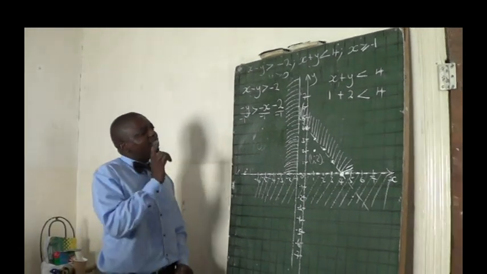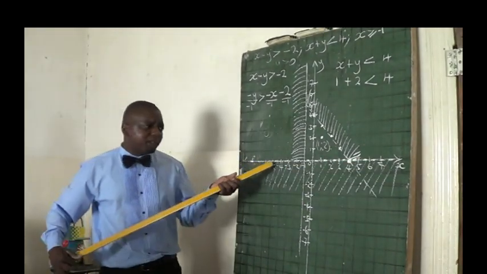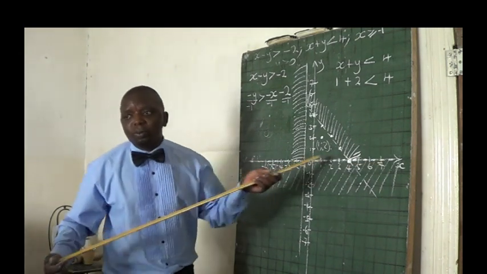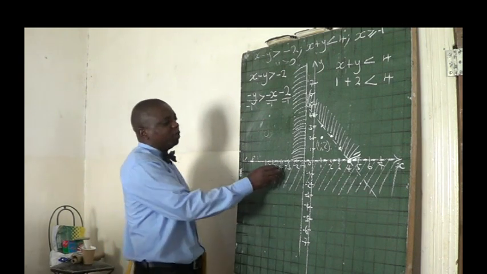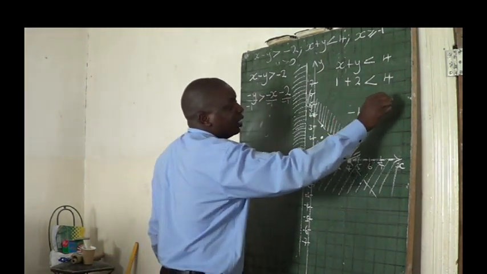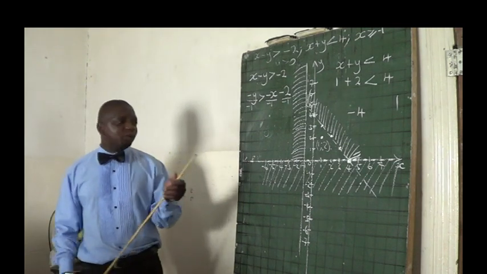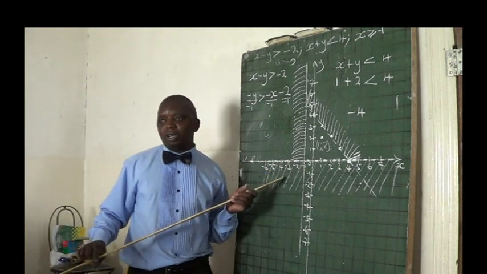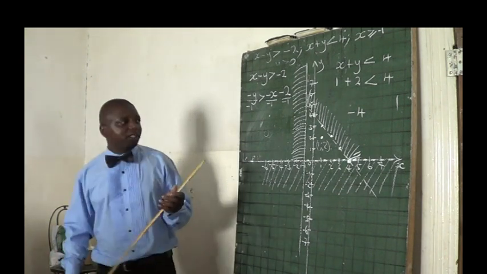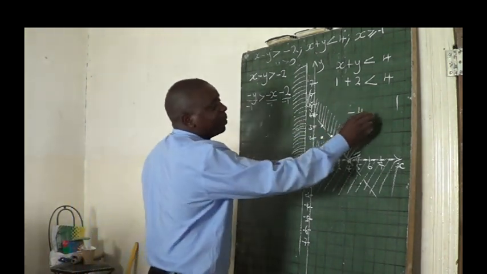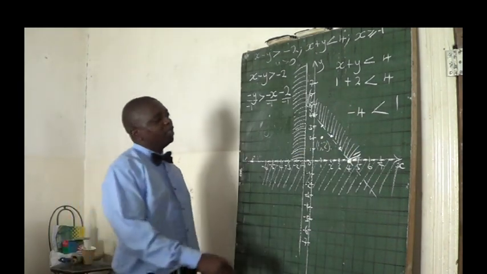Right. On a number line, we say numbers grow bigger as they go to the right and grow smaller as they go to the left. Meaning, if you take minus 4 and 1, which is greater? 1 is greater because it is to the right of minus 4 and it is positive. And all positive numbers are greater than all negative numbers. So it means our sign faces in the direction of 1.